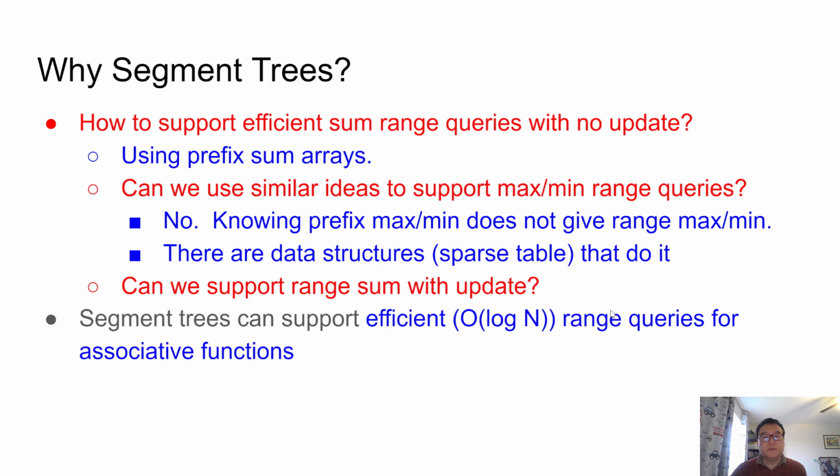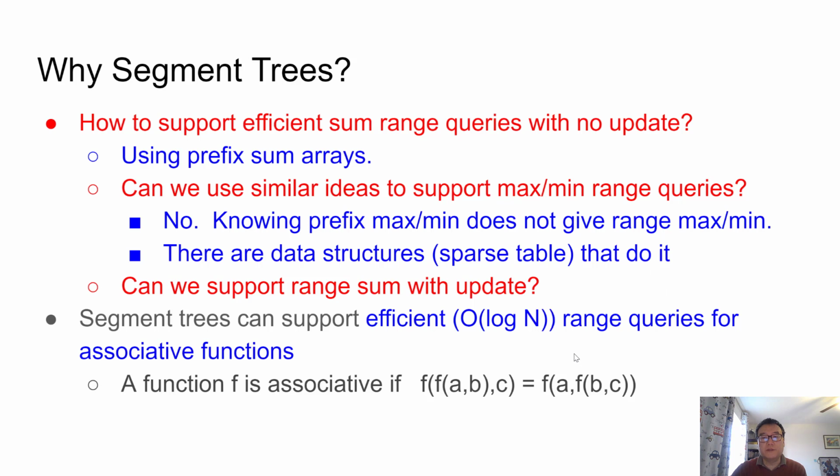A segment tree is something that can do all of the above. It can support efficient range queries. Here the query is not constant time, but log time, which is generally good enough for many applications. And it can support many kinds of queries, not just sum. It also supports max and min, and in fact it supports any query where the function is associative.